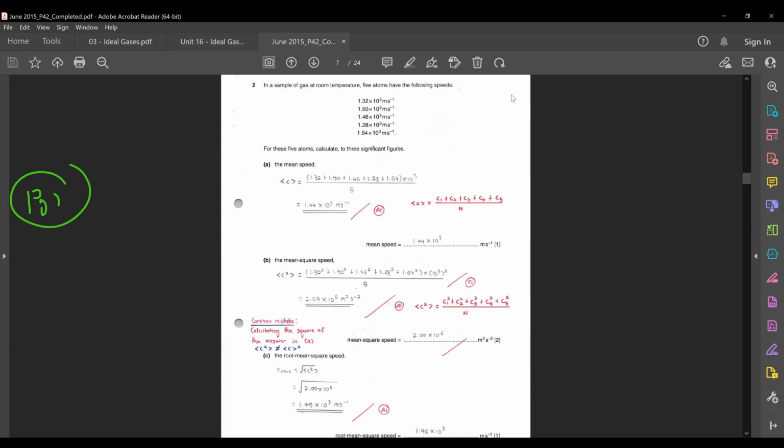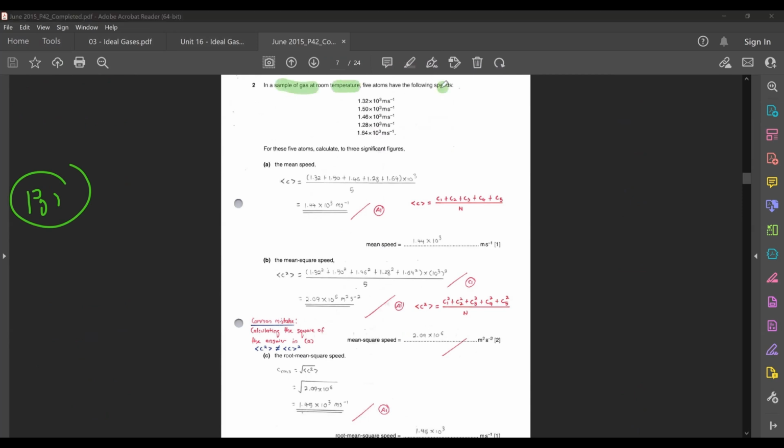You have a sample of gas at room temperature, 5 atoms at the following speeds. For these 5 atoms, calculate to 3 significant figures your mean speed. So right now, if you want to find out your mean speed, you just take C1 plus C2 plus C3 plus C4 plus C5 divided by N. So your expression will just be something like this.